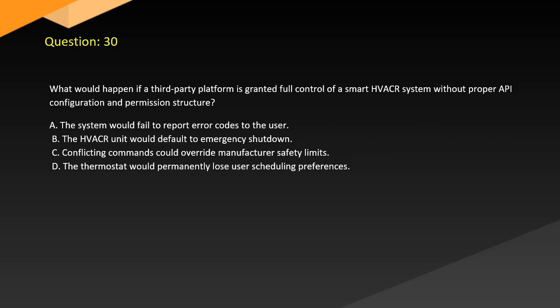Question 30. What would happen if a third-party platform is granted full control of a smart HVACR system without proper API configuration and permission structure? A. The system would fail to report error codes to the user. B. The HVACR unit would default to emergency shutdown. C. Conflicting commands could override manufacturer safety limits. D. The thermostat would permanently lose user scheduling preferences.